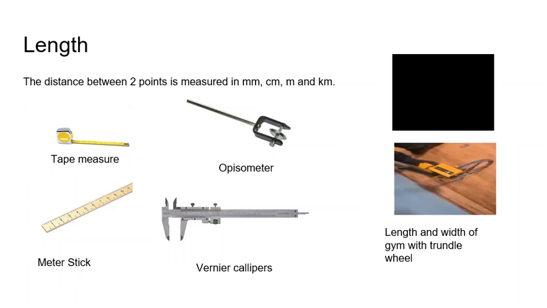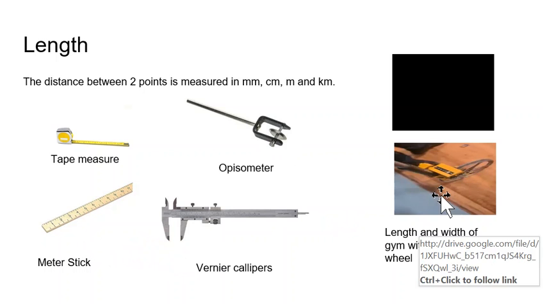As science students, you need to be able to measure length. These are some of the instruments that you will use to measure different lengths. The distance between two points can be measured, depending on how big the distance is, in millimeters, centimeters, meters, or kilometers. The objects that we use to measure length are: we can use a tape measure, we can use an opisometer, which is this one here, which we can use to measure the distance between, let's say, two points where there's a curve. We can use a meter stick, we can use vernier calipers, and if the distance is pretty big, we can use this thing called a trundle wheel.